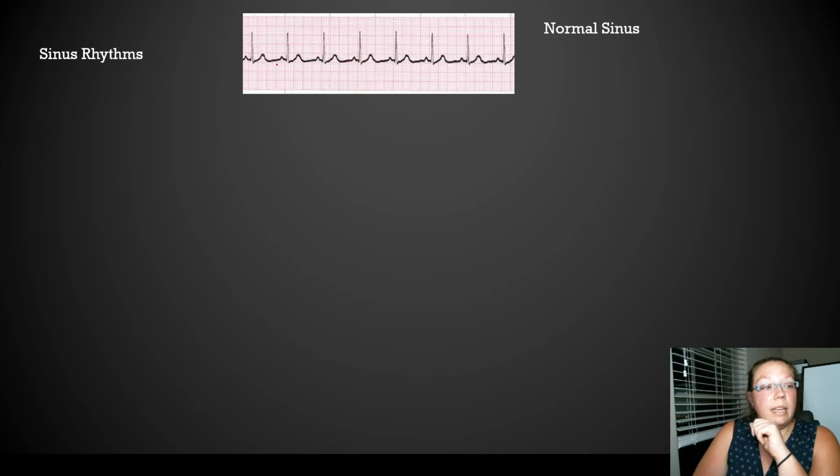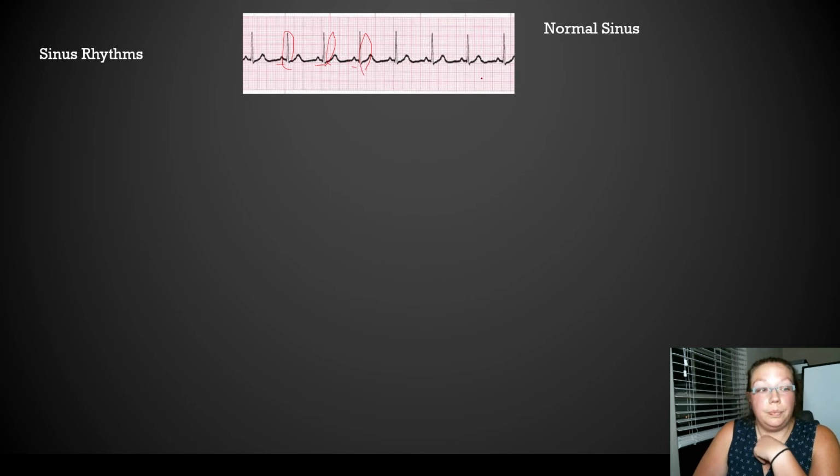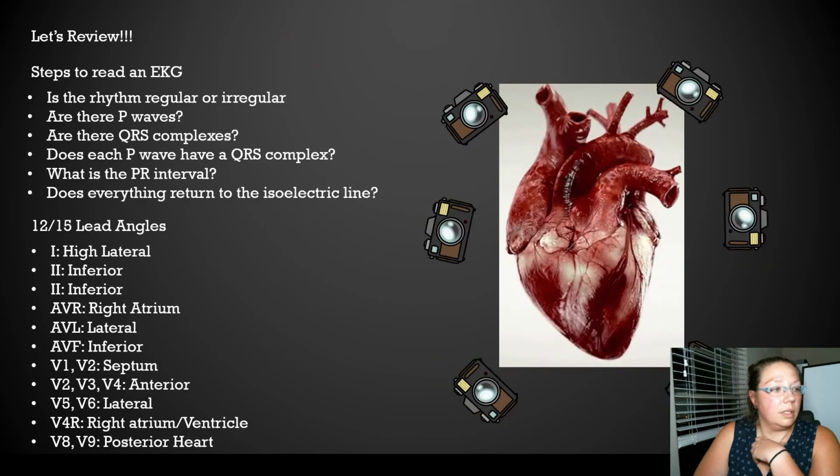We have P waves. We have QRSs. And each P wave has a QRS. And if we were to measure out this interval here, this PR interval, it would be less than 0.2. Everything returns to the isoelectric line. So we are good to go.